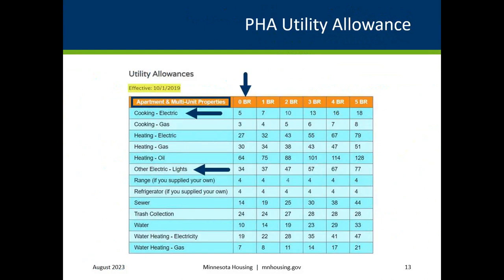Many PHAs and HRAs post their UAs on their website. If they do not, you may need to contact them directly. You will find it most efficient if you ask to speak with a staff person in the Section 8 Housing Choice Voucher Department, as the main receptionist may not know what a UA is. This slide provides an example of what a typical UA from a local PHA looks like.